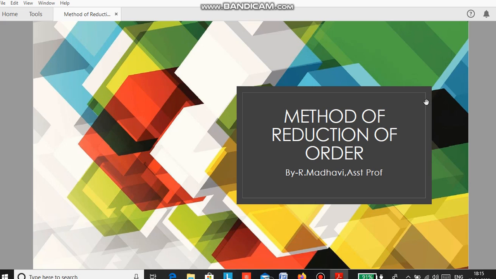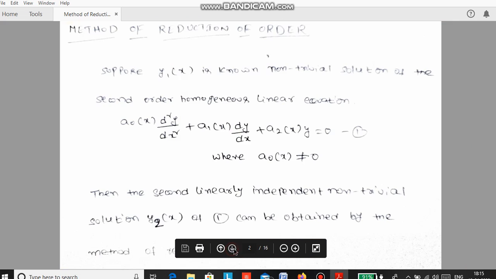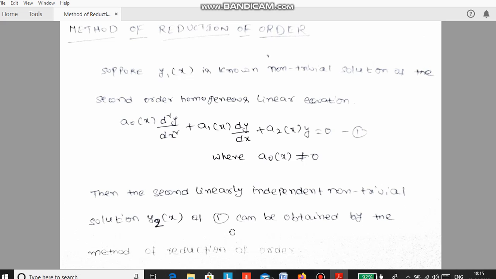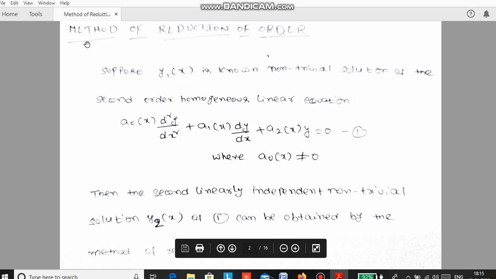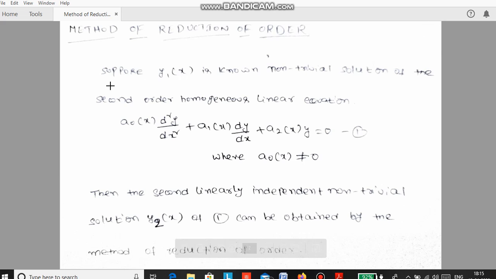Hello students, now I am going to discuss the method of reduction of order. For a given second order homogeneous linear equation, if one solution is known, then we can find the second solution by using this method of reduction of order. Now, first see the introduction.